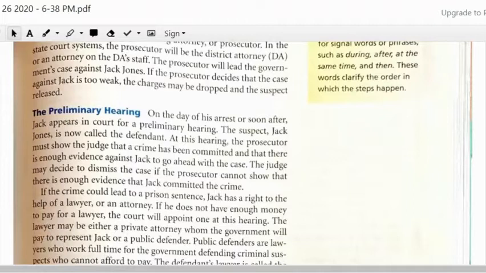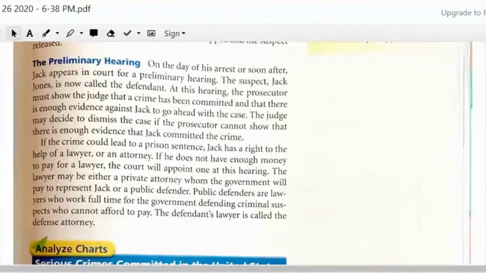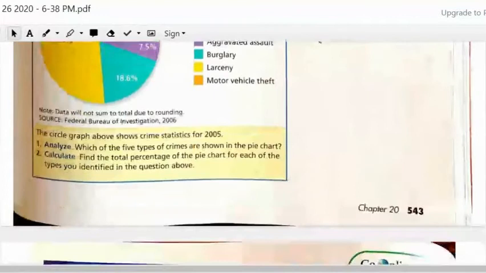If he does not have enough money to pay for the lawyer, the court will appoint one at his hearing. The lawyer may be either a private attorney whom the government will pay to represent Jack or a public defender. Public defenders are lawyers who work full-time for the government defending criminal suspects who cannot afford to pay. The defender's lawyer is called the defense attorney.